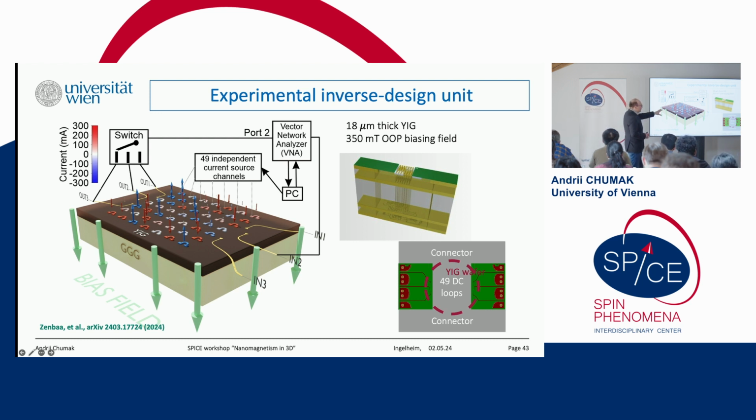And what we did on this YIG, we developed such a complex PCB where we have a 7 by 7 matrix of omega-shaped loops through which you can send current from minus 1 ampere to 1 ampere. So we locally change the field, and we have really 49 current sources which independently control all these loops. So we can create any profile of magnetic field we want.